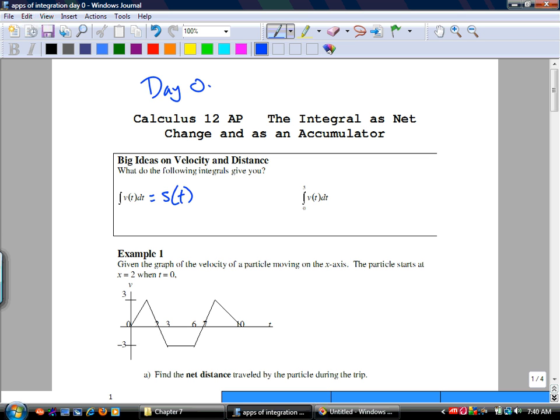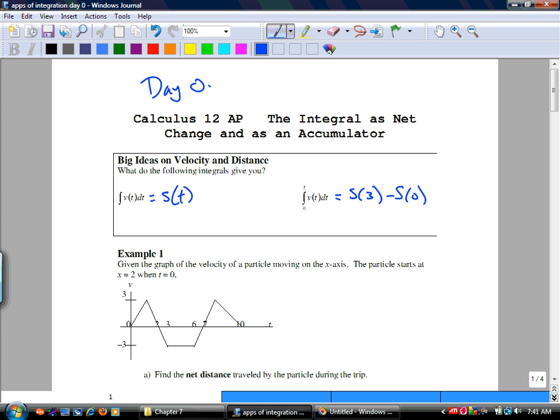Because we've taken the derivative of position to get velocity, right? So what does the integral between 0 and 3 tell you? It tells you s of 3 minus s of 0. It tells you how far you've traveled in 3 seconds. Or it tells you your displacement in 3 seconds. I think that might be a better way of saying it, because we could have negative things here, right? It tells you your displacement.